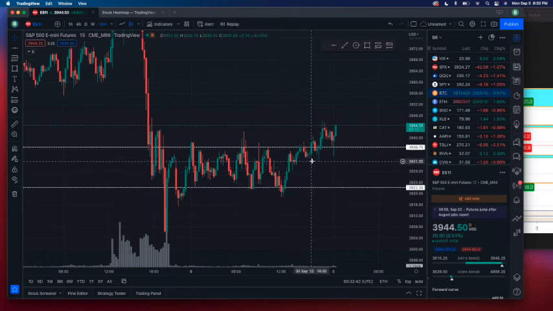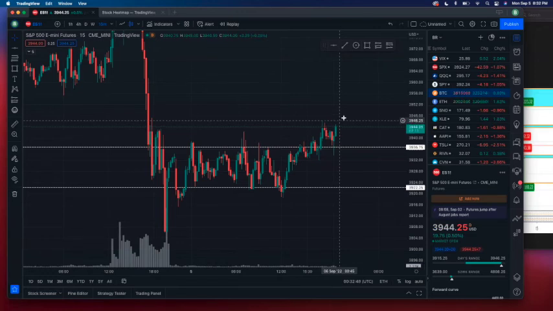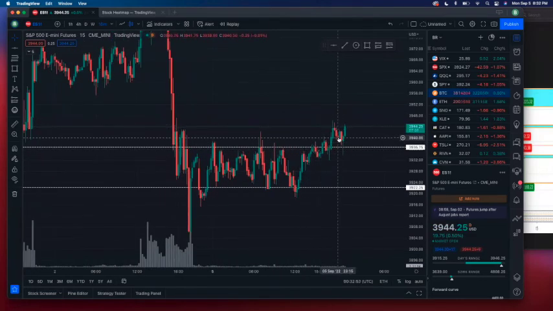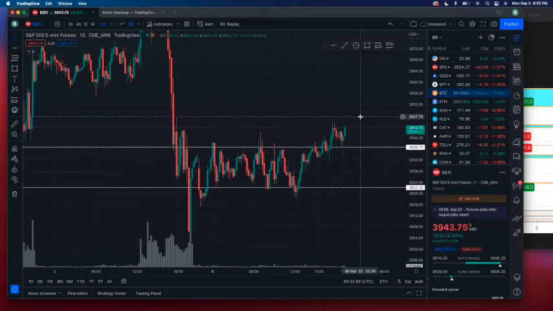But okay, now look at if you waited for the break and retest. Break above, come down, retest, and then you got a nice move to the upside. We'll see where we finish in the morning, but basically this looks very good. Like for long positions, calls. This looks very good.